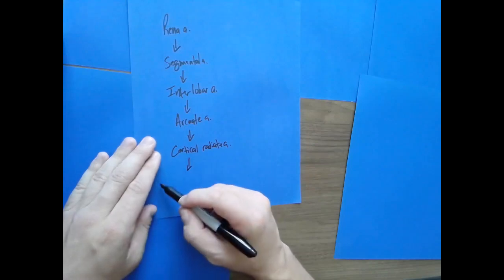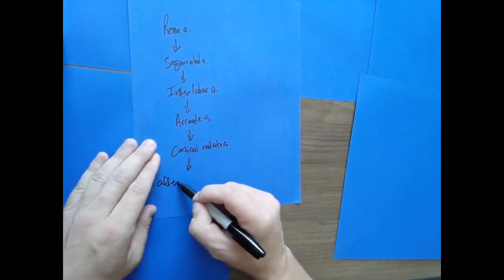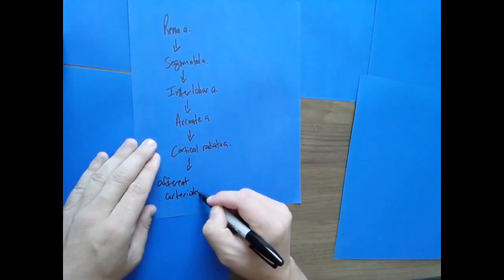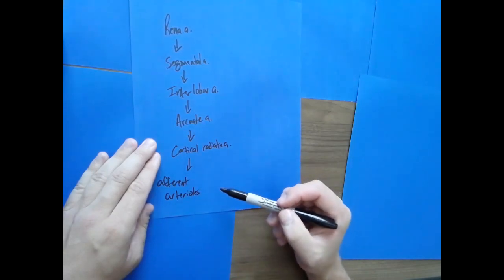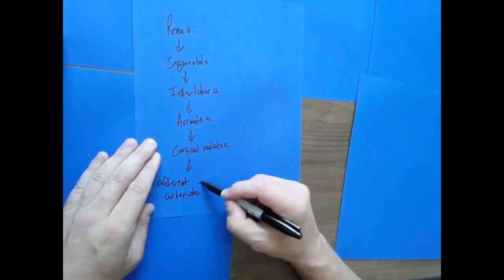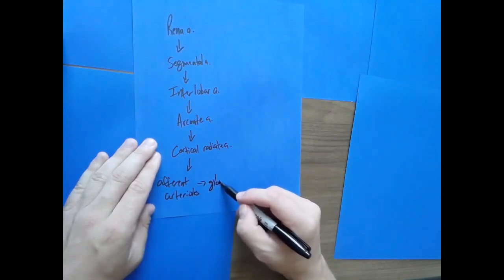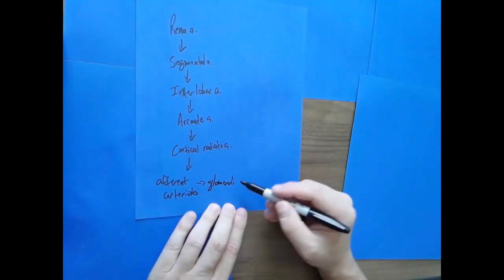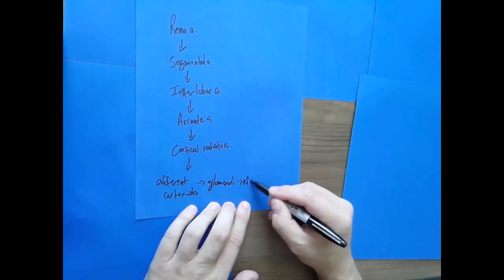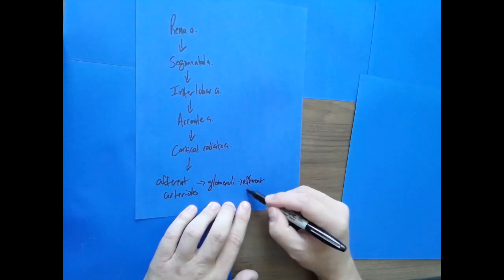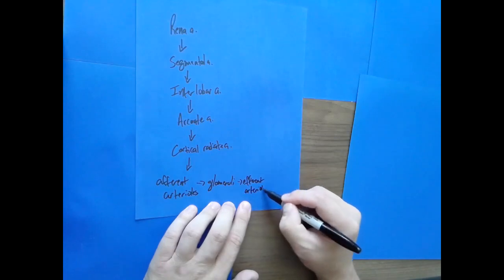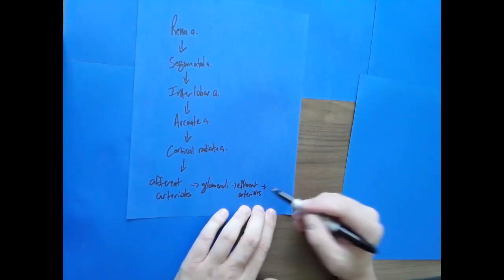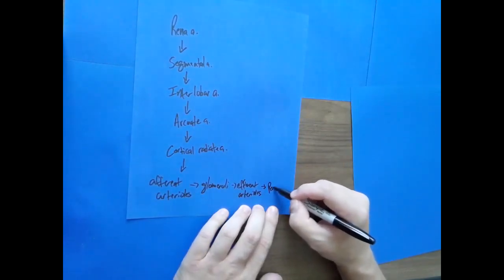We would then start with afferent arterioles. Okay, remember the word afferent means towards, so these are carrying blood towards the glomeruli, the specialized capillaries for filtration within the kidneys. And then efferent arterioles carry blood towards the tubular structures of the nephrons, which will then form into what we would call peritubular capillaries.